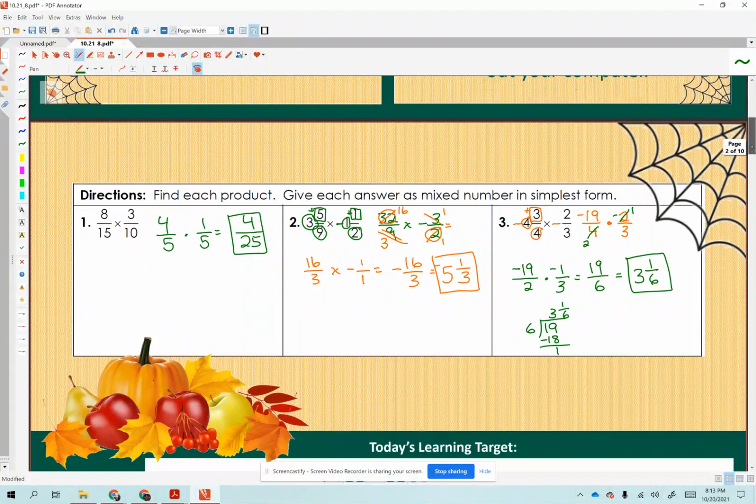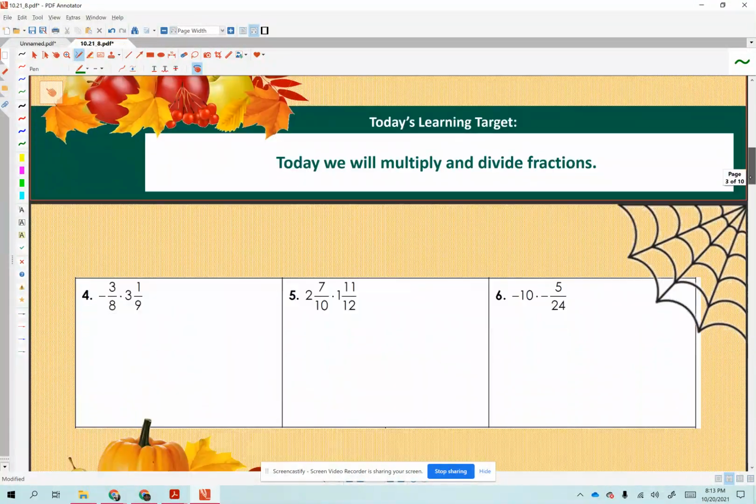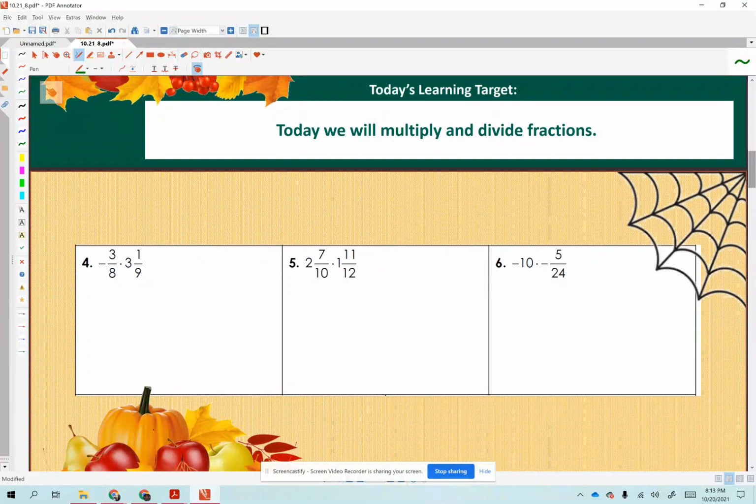Good. So let's go on to the next group of 3. We have a negative 3/8 multiplied by 3 and 1/9. So we have to remember a negative times a positive, because the second fraction is positive, so the answer will be negative. Negative times a positive is negative.